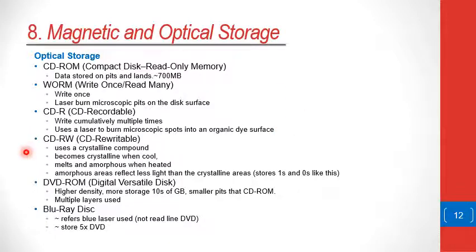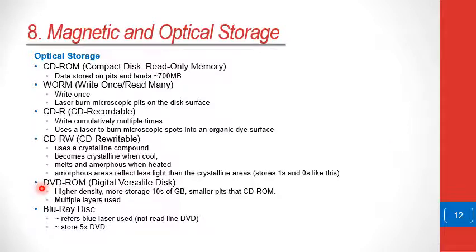There is also a CD-RW, CD rewritable, which uses a crystalline compound instead. And what happens is that the crystalline compound has a special behavior whereby it becomes crystalline when it's cool, and when it's heated it becomes amorphous. Now, because the amorphous and the crystalline areas reflect light at different rates, that is, the amorphous reflects less light, then information can be stored in the form of ones and zeros.